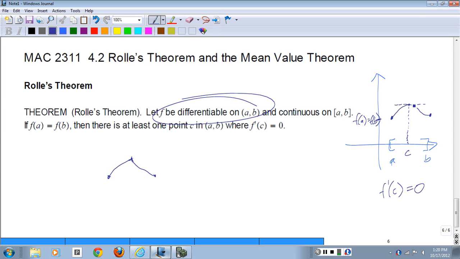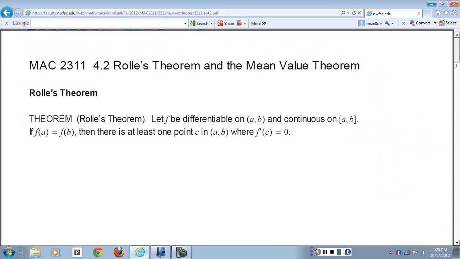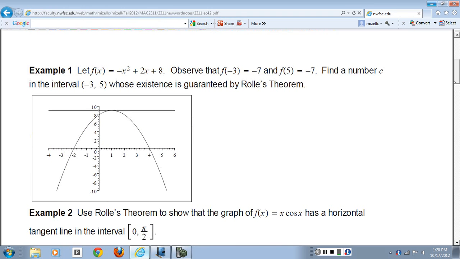It's got to be nice and smooth all the way in between. If it is, and it's continuous, and the endpoints agree, then it will have a horizontal tangent line. f prime will be 0 somewhere in the interval. That's what the theorem says. Let's see if we can apply it to this quadratic function.